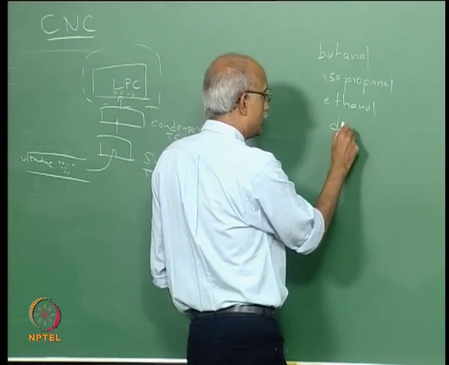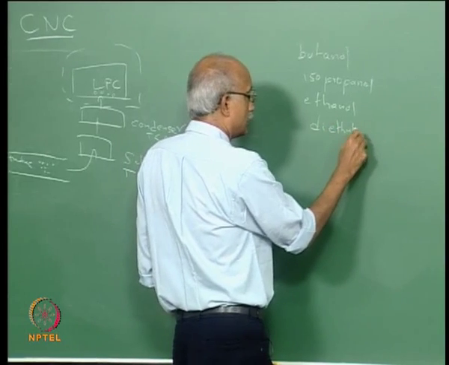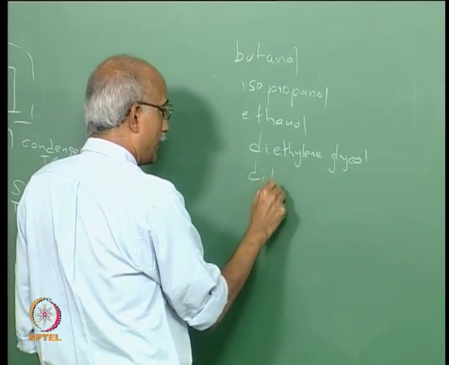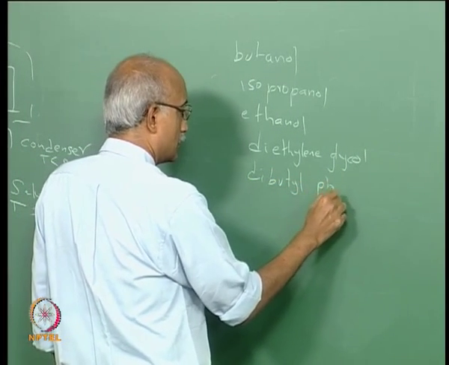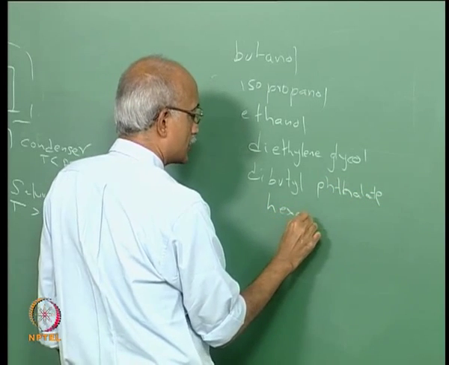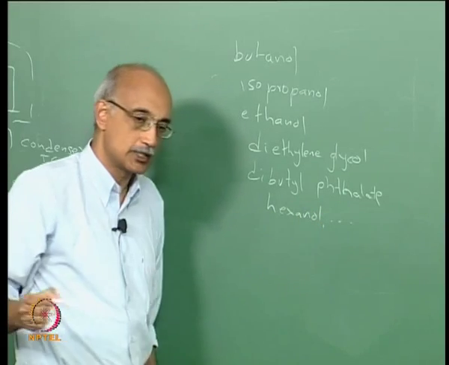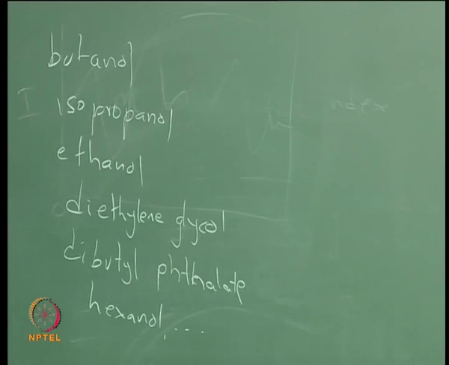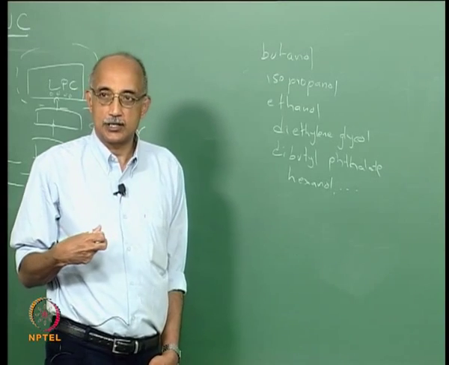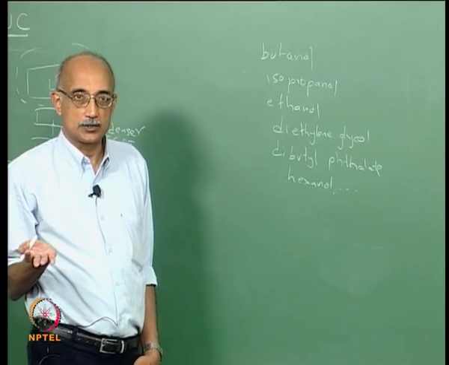Other commonly used solvents are diethylene glycol, dibutyl phthalate, hexanol, and so on. So these are all organic solvents that have high vapor pressure. See, the other requirement for these materials is once they have condensed and you have done the particle size analysis, you want to be able to rinse these off also, right? You don't want them to permanently stay attached to the particle, because then they become a contaminant in the process.